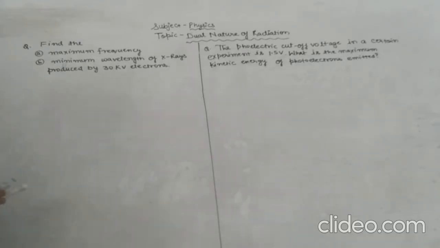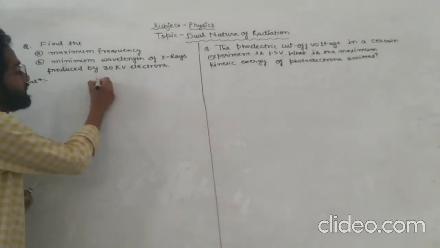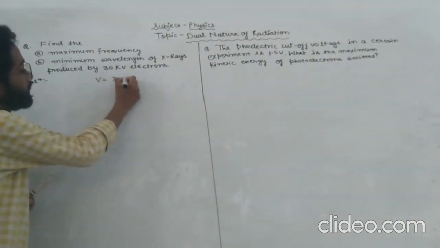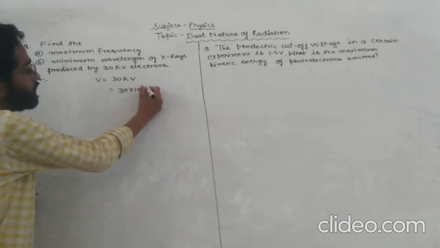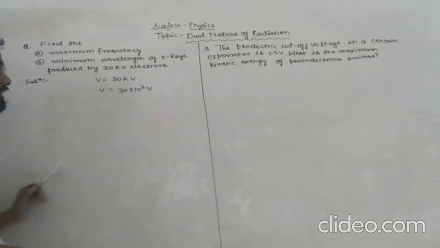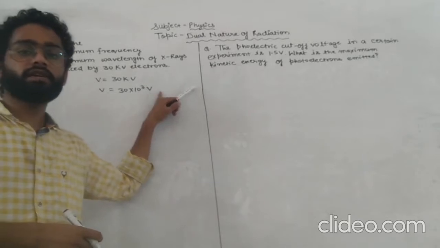Let us see. In the very first numerical it is given, find the maximum frequency and minimum wavelength of X-rays produced by 30 kilovolt electrons. How do you solve this? What is given here? That is V is equal to 30 kilovolt. This is written like 30 into 10 power 3 volt.